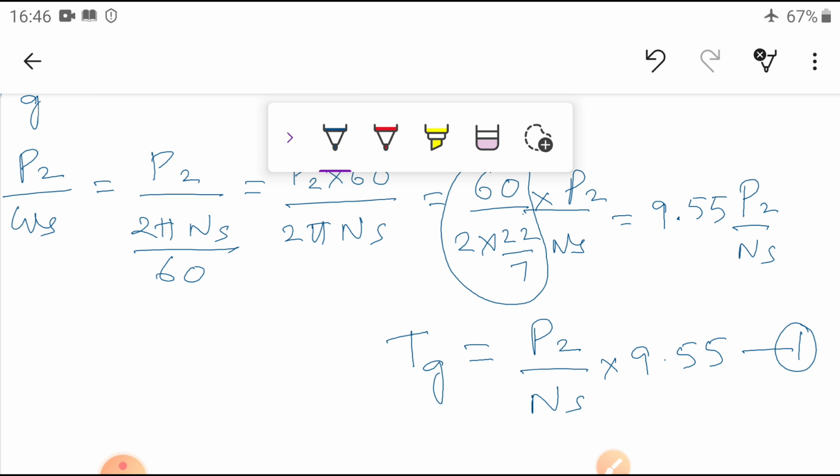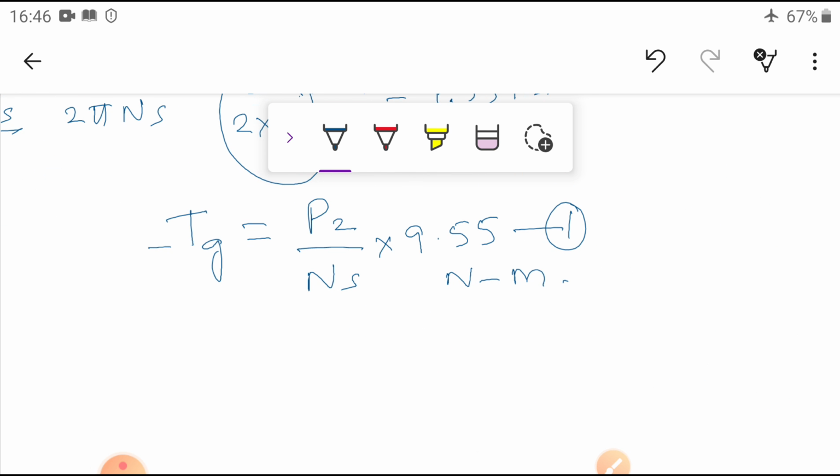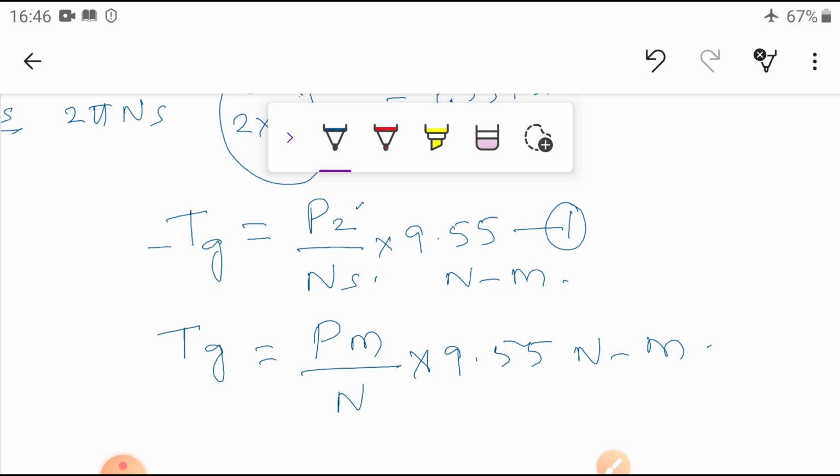What is the torque equation unit? That is Newton meters. Okay, that is common. Suppose I want it in the form of PM also. So TG in terms of PM is simply PM by N. Please remember, if in terms of P2 it is NS, in terms of PM, the mechanical rotor power, you are going to use N only, into 9.55 Newton meters. So this is the gross torque developed in the rotor.